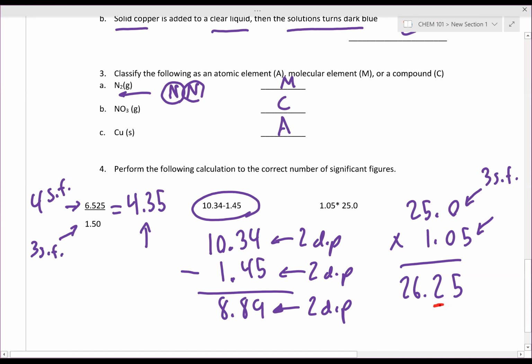Okay, so let's underline the 2 and let's look 1 space to the right. So we've underlined our 2, we look 1 space to the right. Is 5 greater than or equal to 5? Yes. Ergo, do we round up or down? Up. So that gives us 26.3.